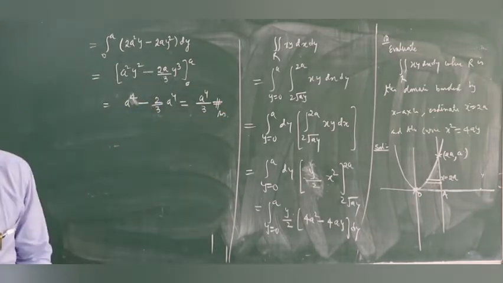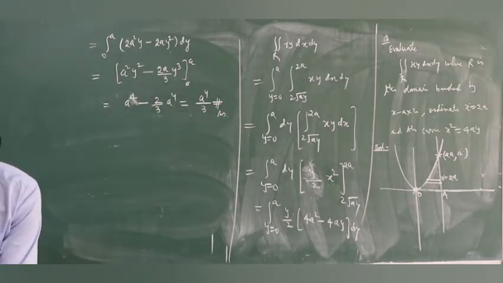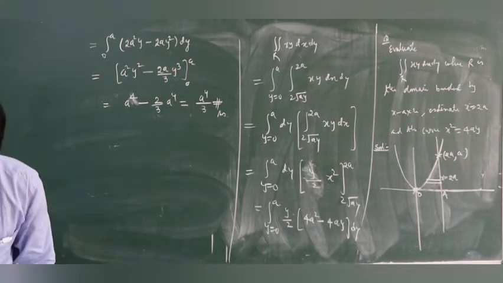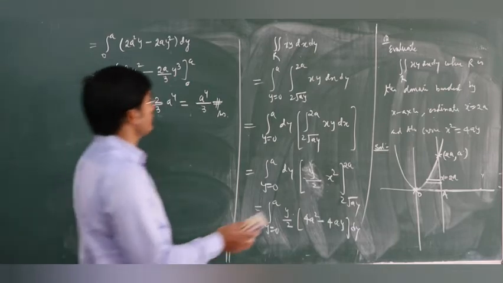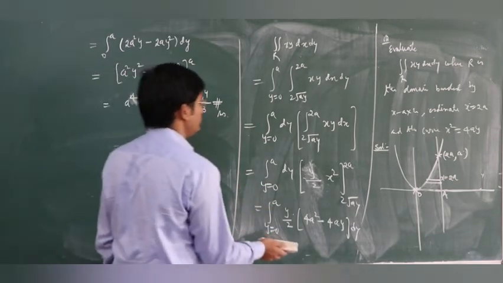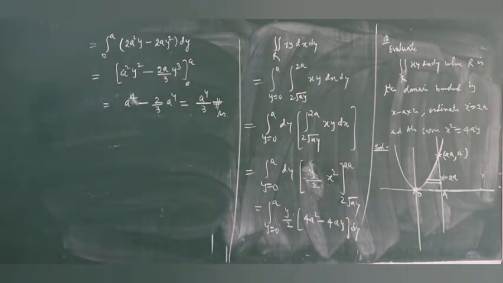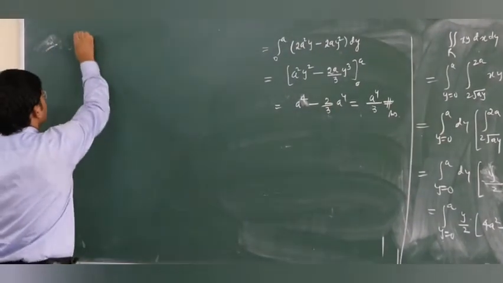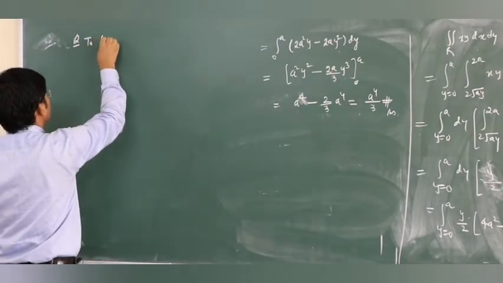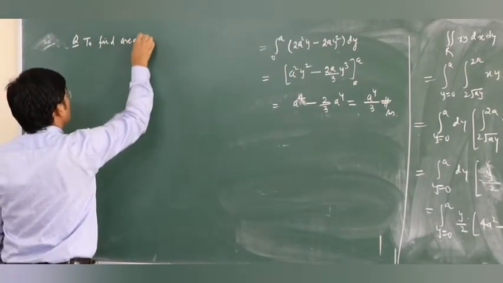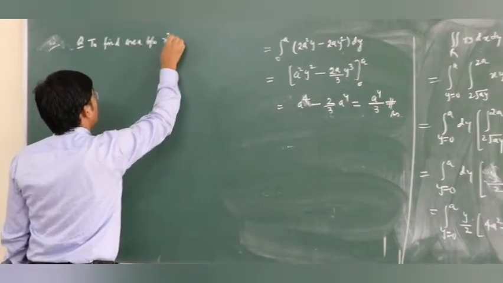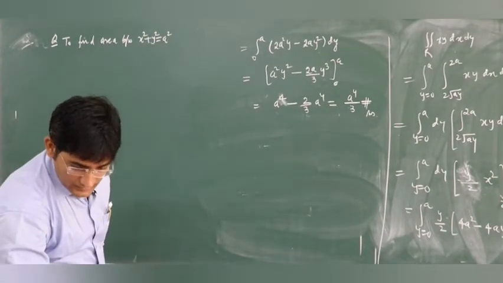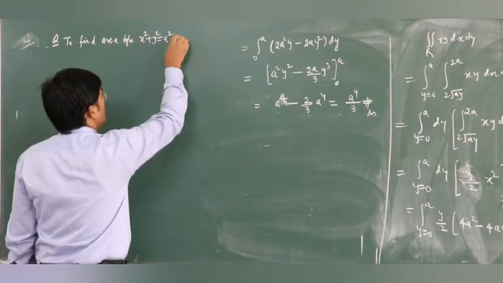Then our next question is to find the area between the circle x square plus y square equal to a square and the line x plus y equal to a.